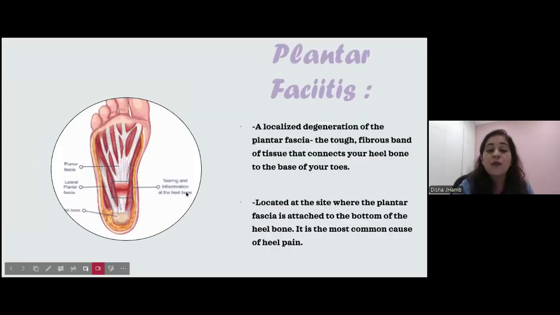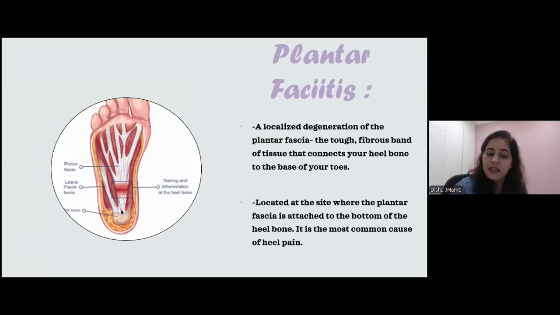Okay. So the plantar fascia is a tough fibrous band, as you can see. It starts from the heel bone here and goes till the base of your toes. So this white band that is visible here is your plantar fascia. Any degeneration of this fascia is what causes pain, and it mostly affects this area. The pain is usually in this area towards the big toe side. So that is what plantar fasciitis is.